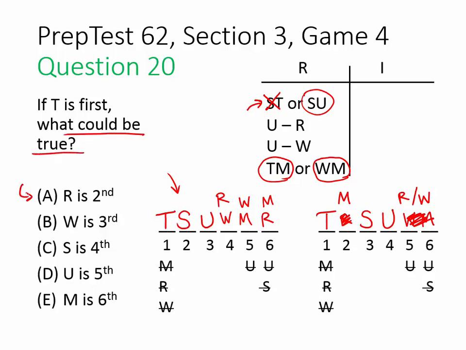So only a couple of options here, and the question is asking us what could be true. So let's look at our answer choices. R is second. Nope, nowhere is that true. W is third. Again, nowhere is that true. S is fourth. Nope, not anywhere. U is fifth. U's never fifth. That's a general rule that we've already determined.